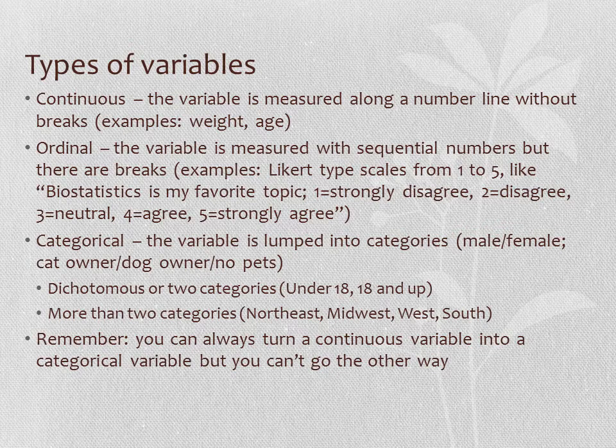And in the case of age, which is on the slide, sometimes it's a continuous variable where they drew a line and said, everyone under this number is in category 1 and everybody over this number is in category 2. So you can always turn a continuous variable into a categorical variable, but you can't go the other way.